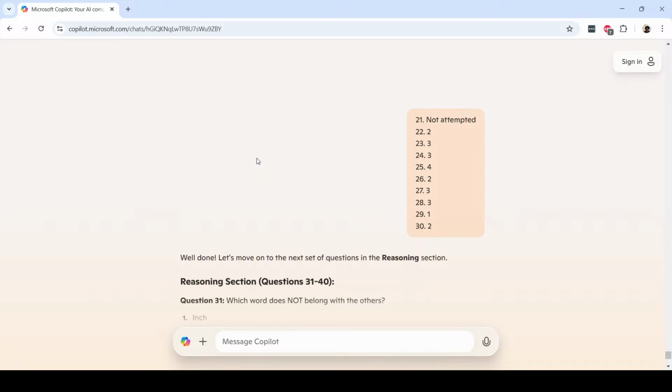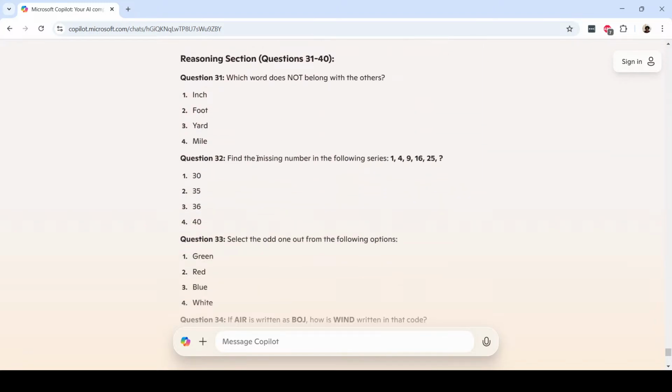And last questions. Which word does not belong to the others? Inch, foot, yard, and mile. So all other three are distance, and yard is area. Find the missing number in the following series: 1, 4, 9, 16, 25. It's clearly square, so 1, 2, 3, 4, 5, 6, square 36.